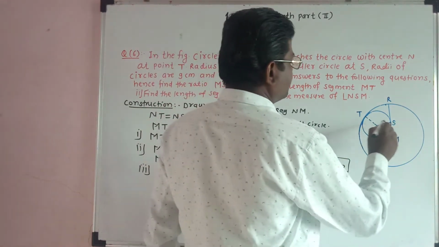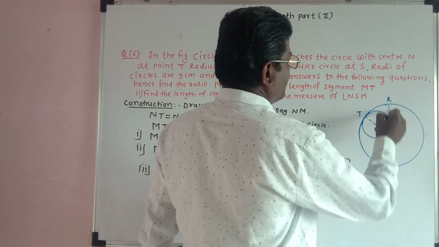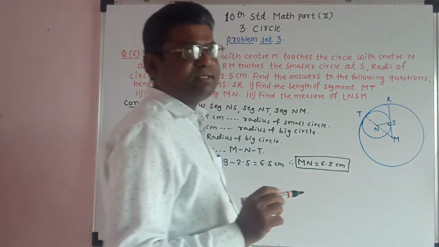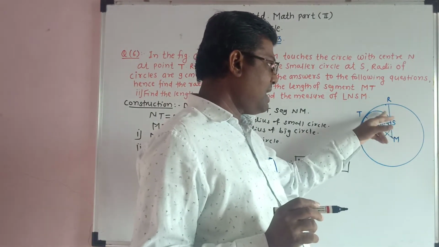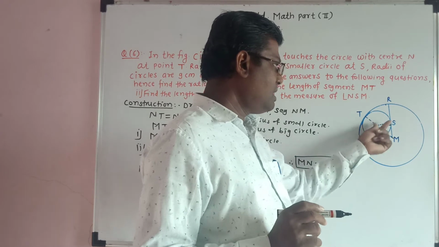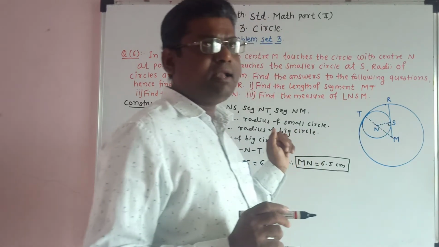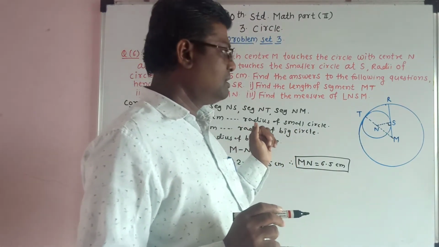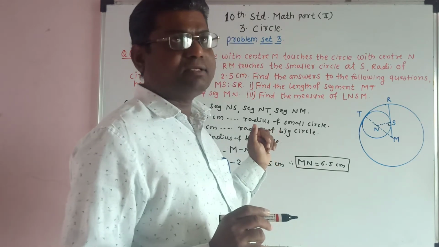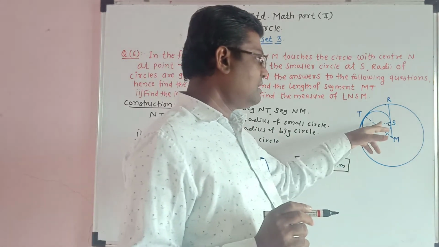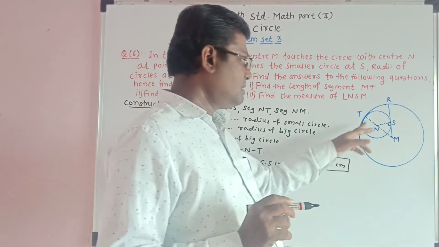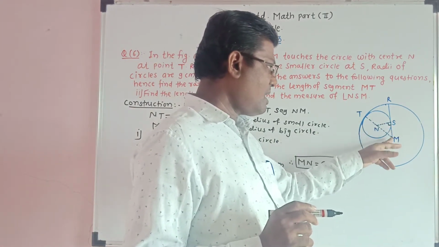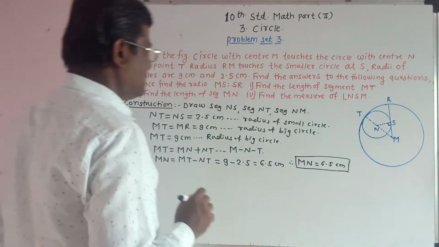Now number 3, find the measure of angle NSM. So this angle, MR is tangent to the smaller circle and NS is a radius of a smaller circle. So according to the tangent theorem, angle between radius and tangent is 90 degree. Therefore this angle NSM is equal to 90 degree.